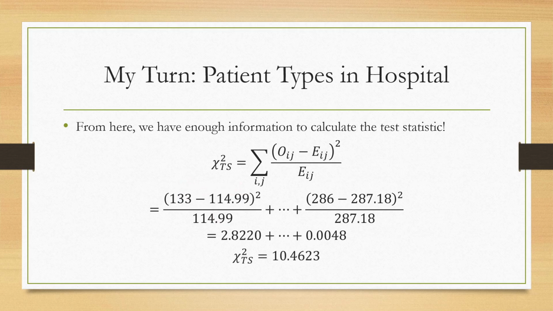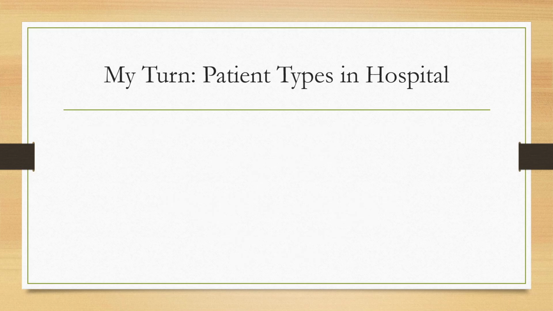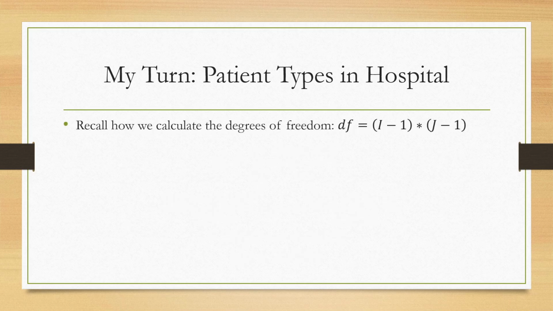Adding all of this together, I get my test statistic of 10.4623. So now I can calculate the degrees of freedom. Recall this is I minus 1 times J minus 1. So I have I, the number of rows. J, capital J, is the number of columns. So I have 2 minus 1 rows, 3 minus 1 columns. That gives me 2 total degrees of freedom.